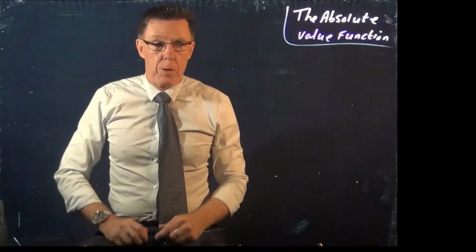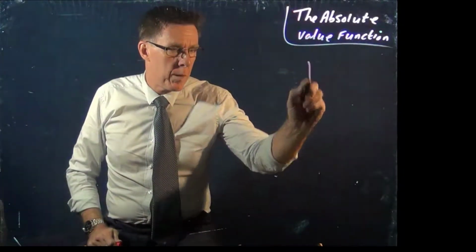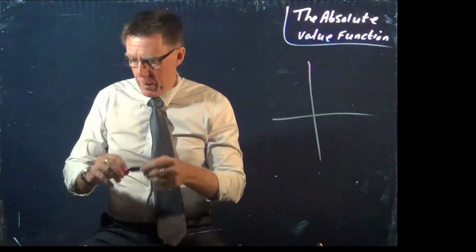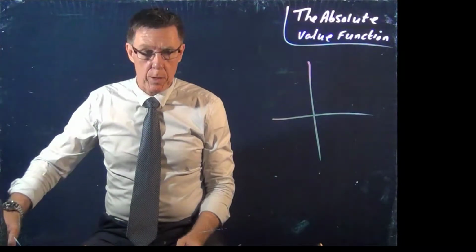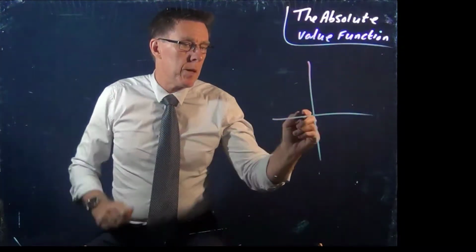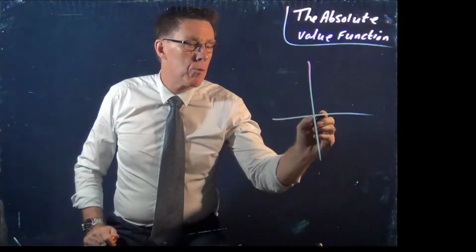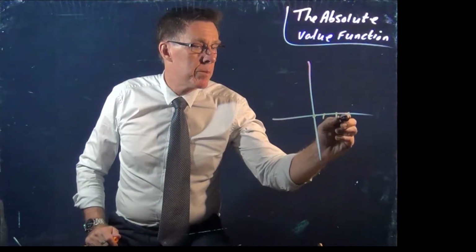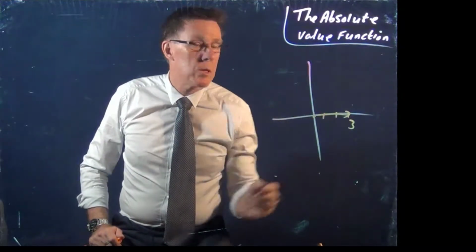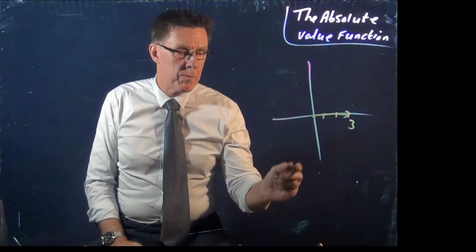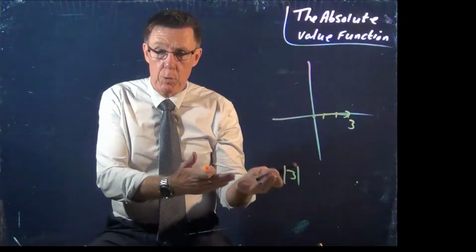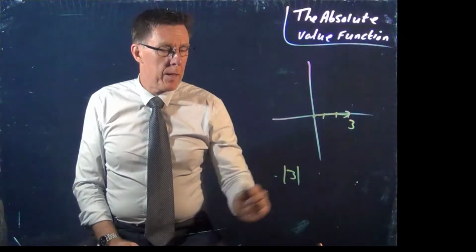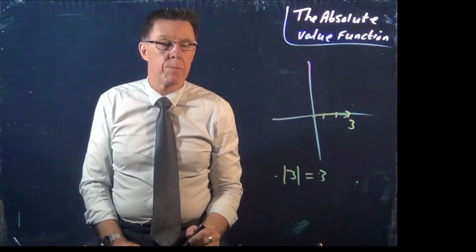The absolute value function. First of all, what is absolute value? Absolute value is just a distance, regardless of the direction. For example, if we start here at the origin and I travel 3 units to the right, that distance has an absolute value of 3. No surprise there. That's the symbol we use for absolute value, by the way. The absolute value of 3 is 3.